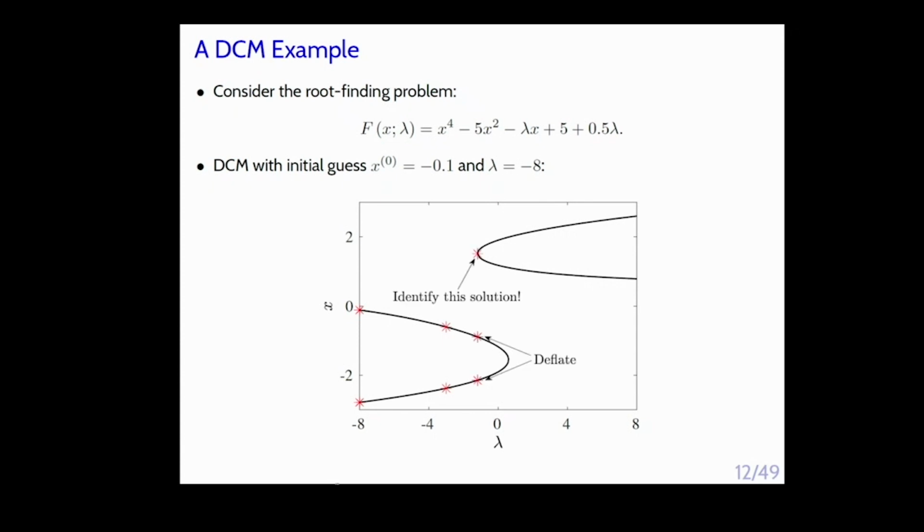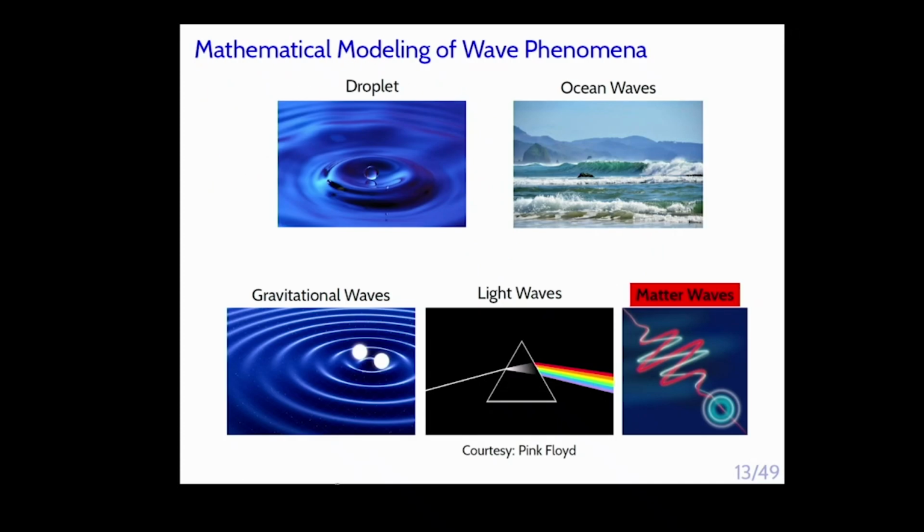At some point, when I'm going to deflate those two, I'm going to find this third one that belongs to the other branch. Okay? Then I'm going to keep increasing lambda, and this way, I'm able to trace the other branch that is disconnected from the one that I started with. Okay? So that's the idea. Okay, now let's see how we're going to do this now for matter waves.